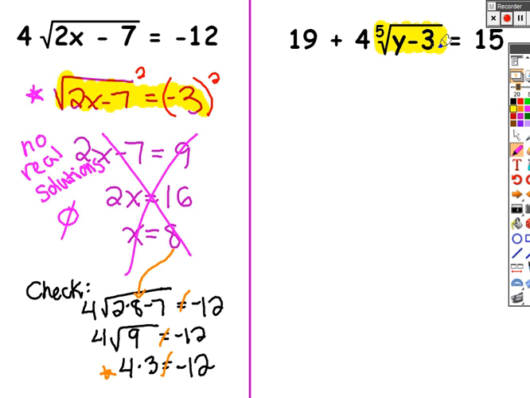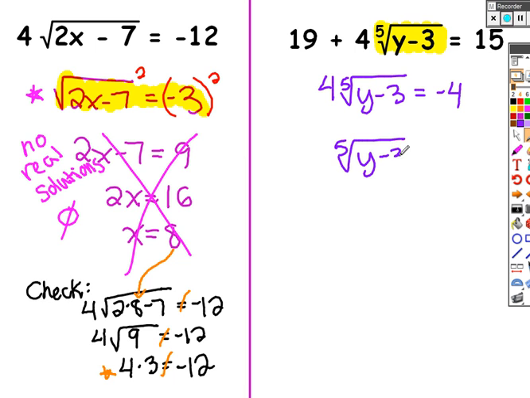Second example, get the radical by itself. So subtract 19 from each side, which would have produced this. Divide by 4. Can I take the fifth root to get a negative 1? Yes, I can. So if my index is odd, certainly I can take the fifth root and get out a negative.